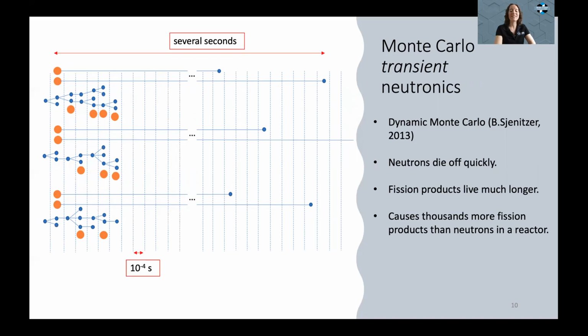Now, remember that we needed millions of neutrons for a steady state calculation. Well, now we have thousands more precursors than neutrons at any given time in the reactor because they are building up, whereas neutrons are dying off quickly. So this quickly becomes a huge headache, memory-wise and computationally, to track everything like this. But it is straightforward and people do it, but it's not realistic to model very long transients.